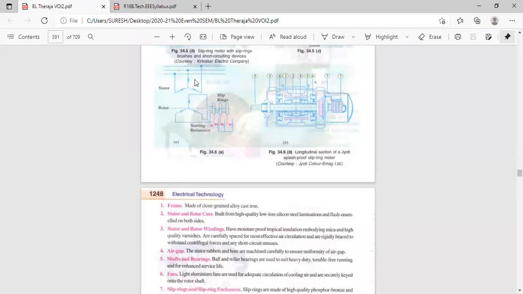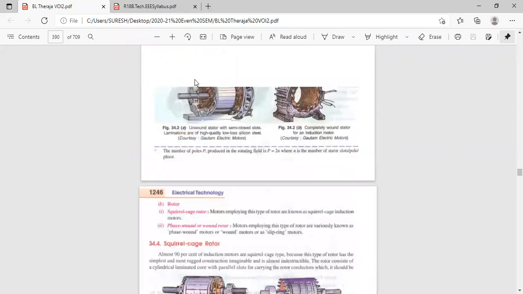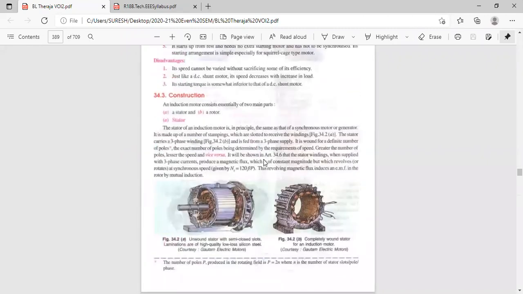Which is rotating with the constant speed Ns. Ns is called the synchronous speed. See here, the stator. Ns is 120 F by P. The stator has three phases. Three windings are there. Those three windings are connected to the three-phase supply and three currents are flowing, producing a magnetic flux which is of constant magnitude and revolves at synchronous speed. Ns is equal to 120 F by P. This is about the stator.